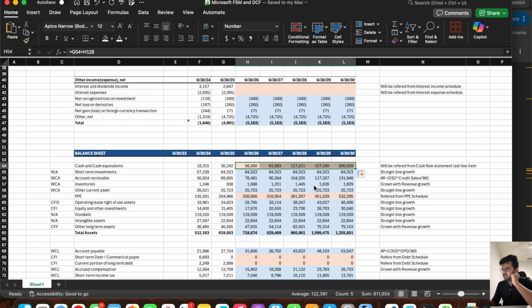By doing so, we could see, or we are forecasting that Microsoft would have $200 billion just as a cash sitting in them in the year 2030. $200 billion is like way too much, which I don't think realistically it's going to be possible. They could return much more cash back to the shareholders.